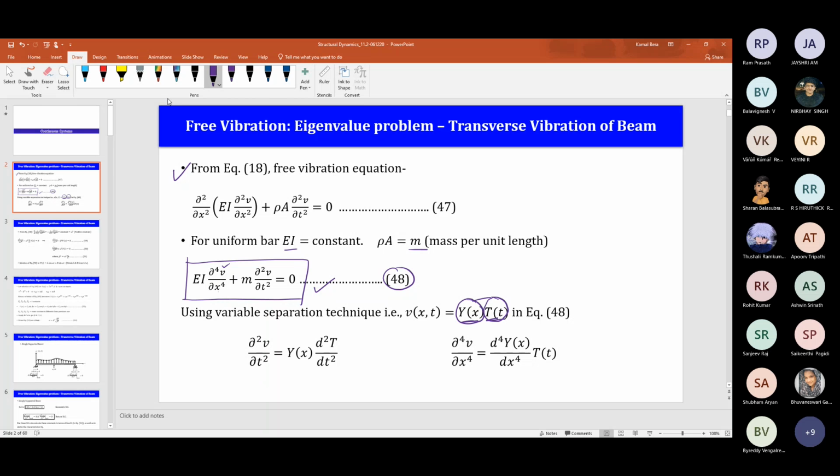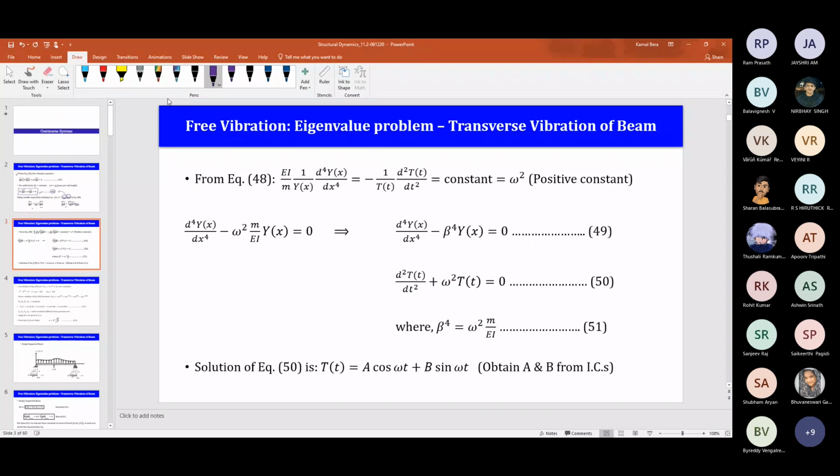So if I substitute this in this equation, then this operation can be easily written: the partial derivative of v with respect to time can be written as this. Since y is only a function of x, I can take it outside. And since the capital T is a function of only time, it will be just outside. Now if I substitute that, I'll get this equation.